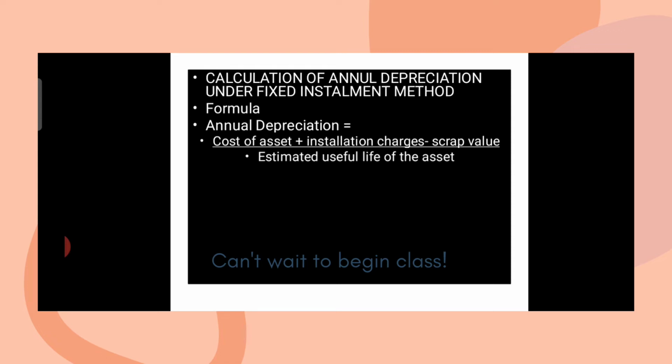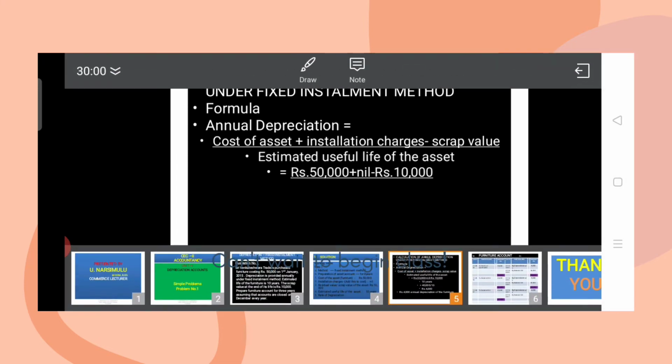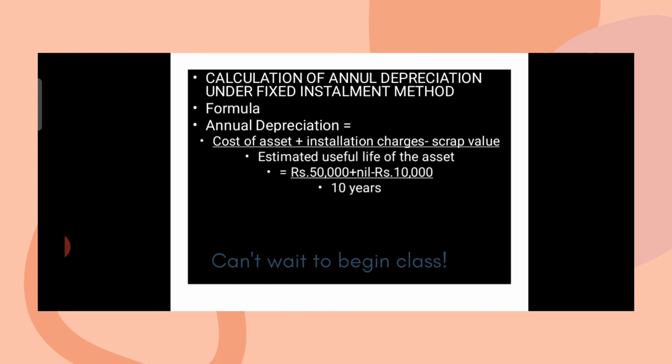Now we substitute the values in the formula. See, cost of asset is 50,000, installation charges nil, minus scrap value, that is rupees 10,000, divided by estimated useful life of asset, here 10 years. So we can say 50,000 plus 0 equals 50,000, minus 10,000, that is 40,000, divided by 10.